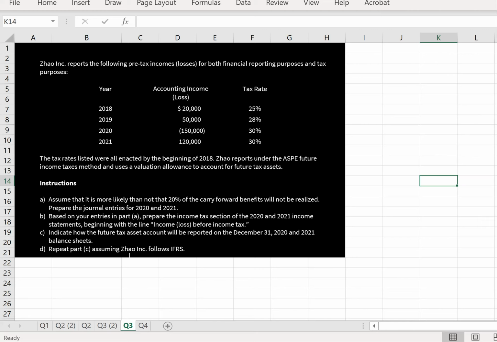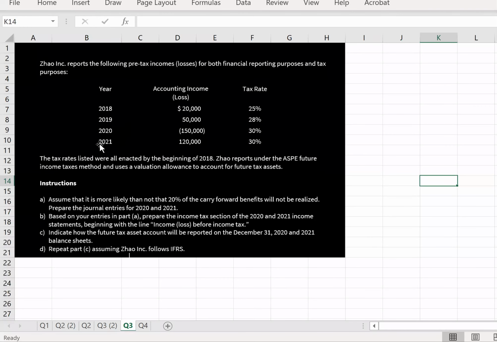So the first thing we're asked to do is assume that it is more likely than not that 20% of the carry forward benefits will not be realized. Prepare the journal entries for 2020 and 2021. Okay, so what are we going to do here? Okay, so we have an income tax loss in 2020 of 150,000.